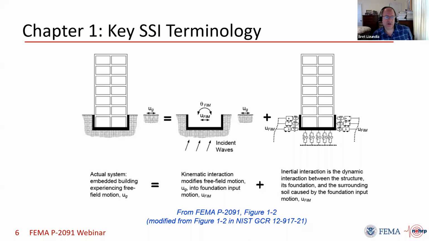So we've got a building on the left that's wiggling around, the ground motion, UG there. I didn't ask, Kiara, do you see my cursor at your end? I do. Yes, I see it.